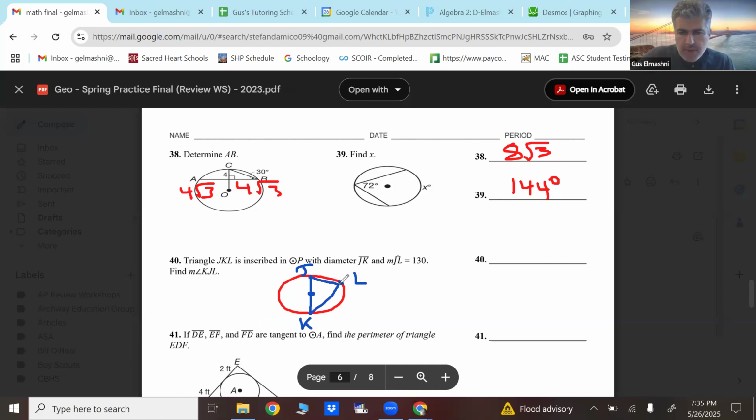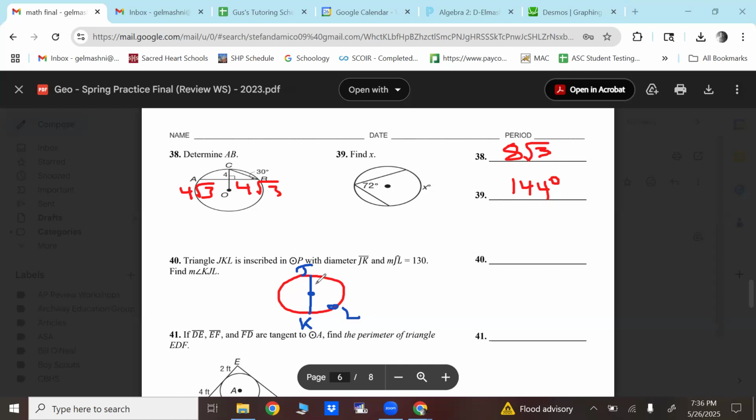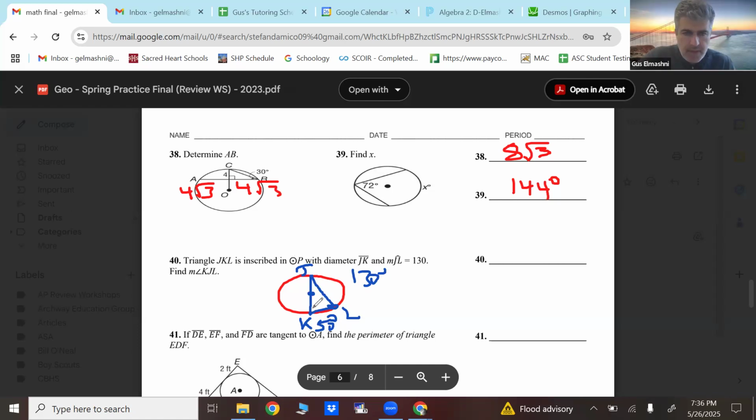So if that's the case, then angle L is a right angle. Should I do scale, but hold on. There you go. So JAIL's 130 degrees. That's 50 degrees. So KJL, 25 degrees would be half of that. So it's half the arc it intercepts.